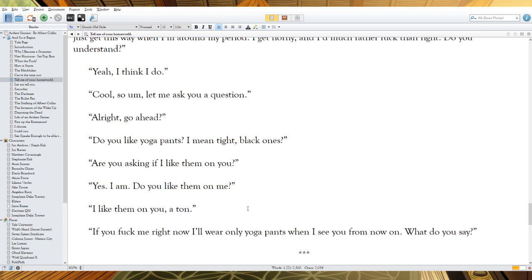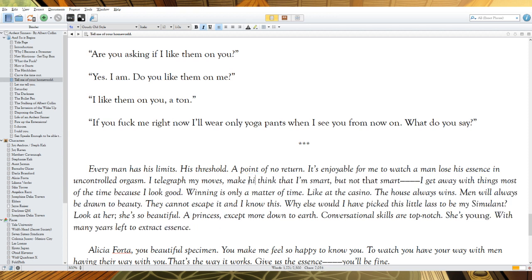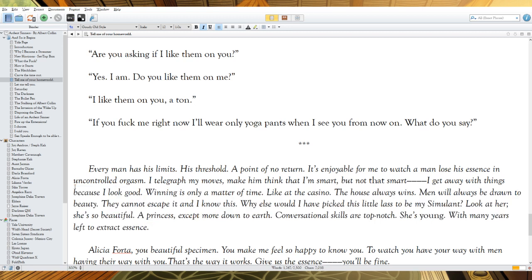If you fuck me right now, I'll wear only yoga pants when I see you from now on. What do you say? Every man has his limits, his threshold, a point of no return. It's enjoyable for me to watch a man lose his essence in uncontrolled orgasm. I telegraph my moves, make him think that I am smart, but not that smart. I get away with things most of the time. I get away with things because I look good.